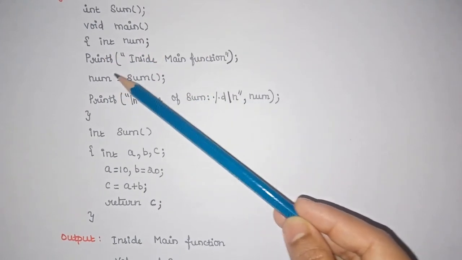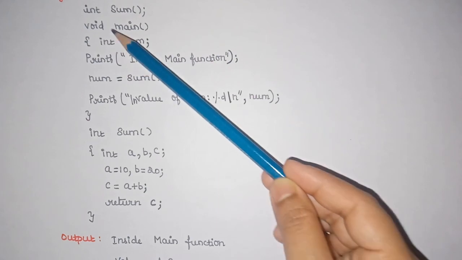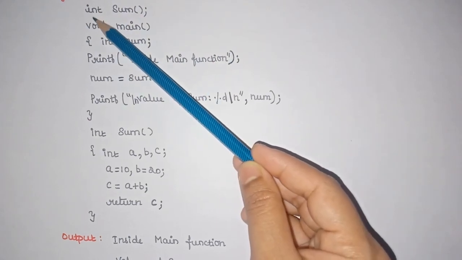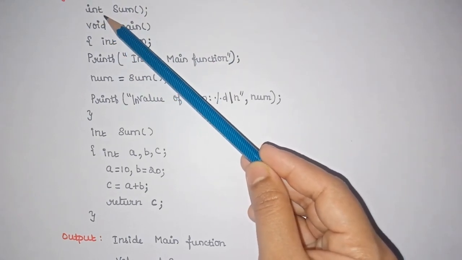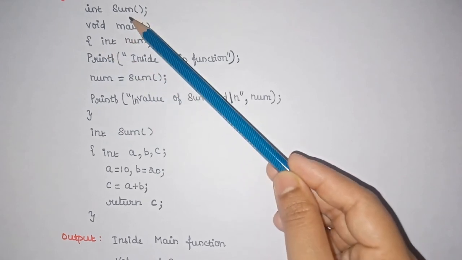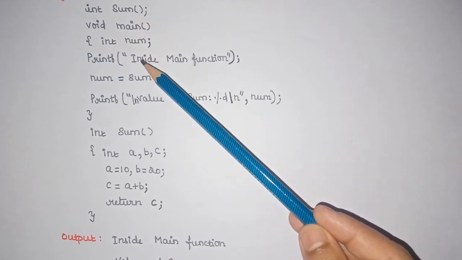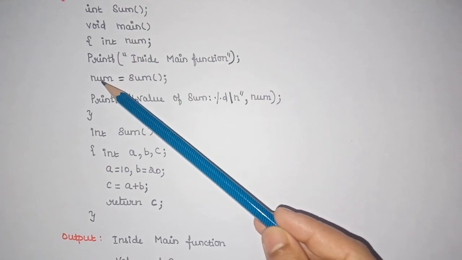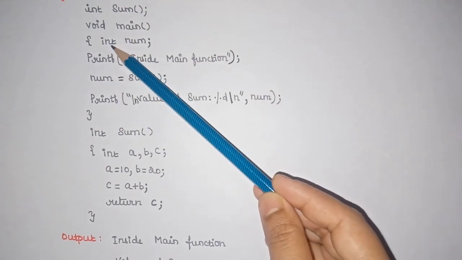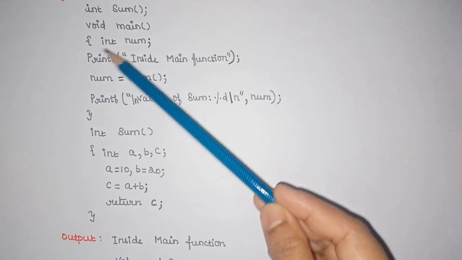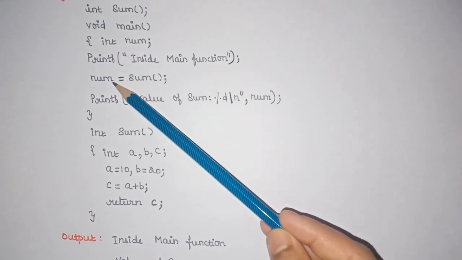And what is the type of the return value? That should be of integer type, because here we are using int as the return type. So this function will return an integer value, and that integer value should be stored in an integer variable. That is why here we are declaring num as int and storing the result in num.